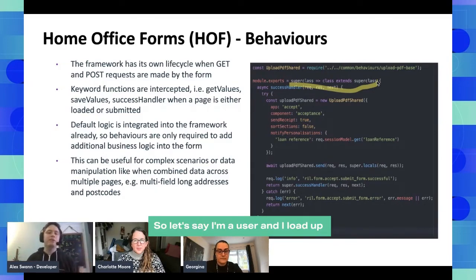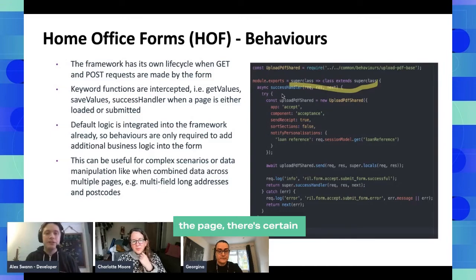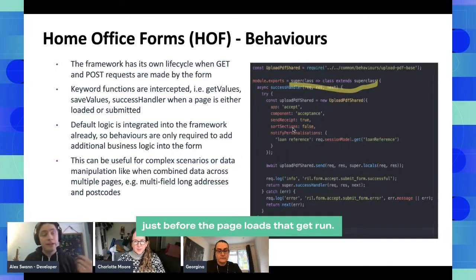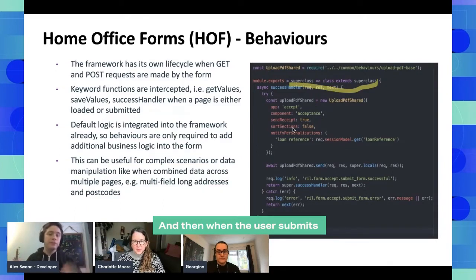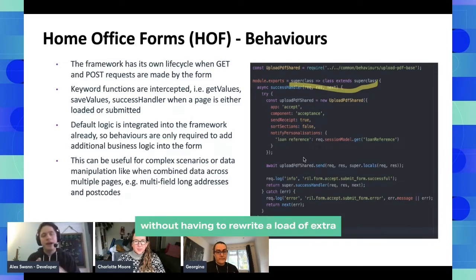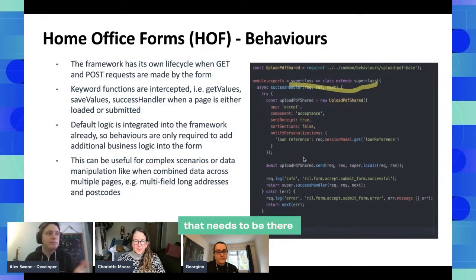So let's say I'm a user, I load up the page. There are certain keyword functions like get values, locals, that kind of thing, that get run just before the page loads. And then when the user submits the form and posts a request, there's save value, success handler, that kind of thing. So within our behaviors, we can just keep additional business logic specific to that step without having to rewrite a load of extra stuff that needs to be there on almost every step, and that's all inbuilt into the framework.